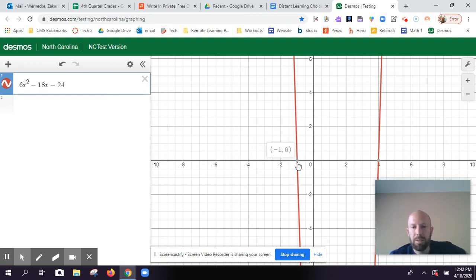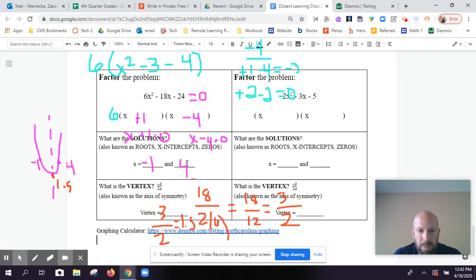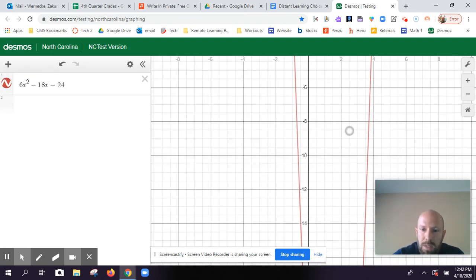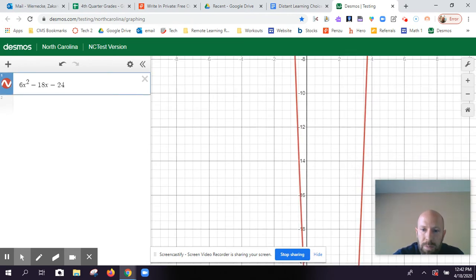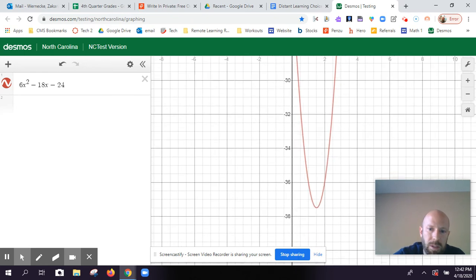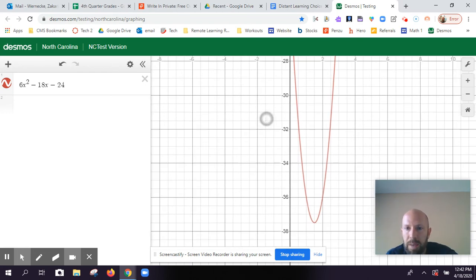So notice what we have. This is crossing at negative 1, and that's what we said one of the solutions would be. We needed it to also cross at positive 4. There it is at positive 4, so that works. And when we scroll all the way down to see where the bottom part of this is going to be, you can tell it goes down pretty far. We can't see, and it won't show us right now, what that line happens to be.